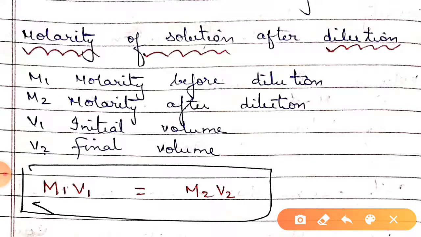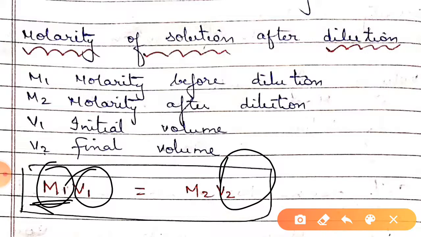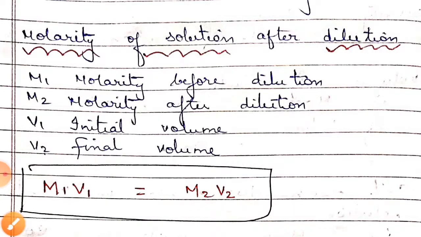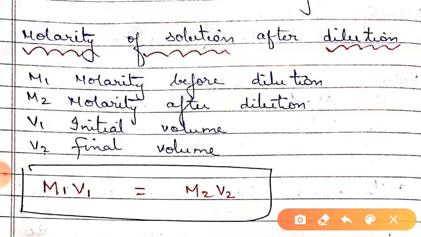Let M1 be the molarity of the solution whose dilution we are doing, that is concentrated initially. And what was the initial volume of that concentrated solution? How much did you have? That is V1. Now you are diluting, giving a final volume V2. So what would be the new solution's concentration M2? So M1V1 is equal to M2V2.